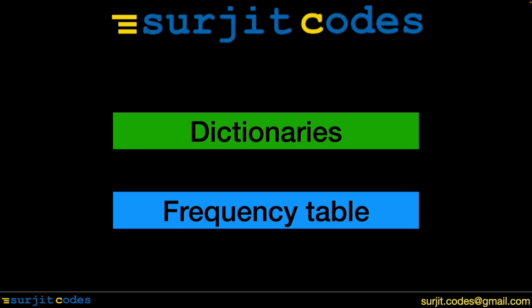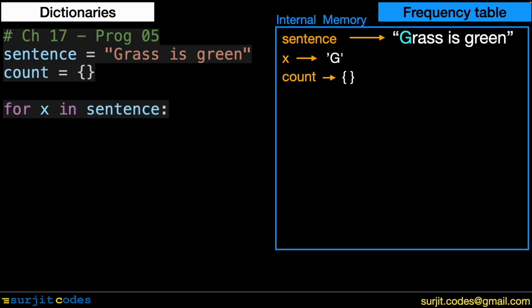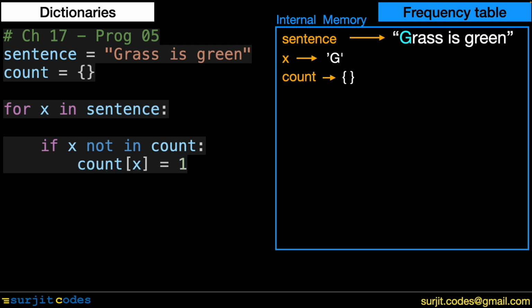Let us consider a practical example of dictionaries in which we find the frequency of the letters in a sentence. To save the frequencies, we define an empty dictionary named count. In this, we will save letters of the sentence as the keys and their frequencies as the values. We iterate over all the letters of the sentence. Initial value of x is g. x is not present in the count dictionary, so we add it now. It is the first occurrence of g, so we save value 1 for the key g in the dictionary.